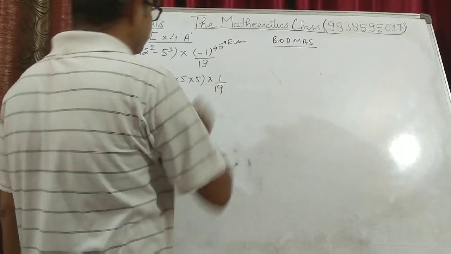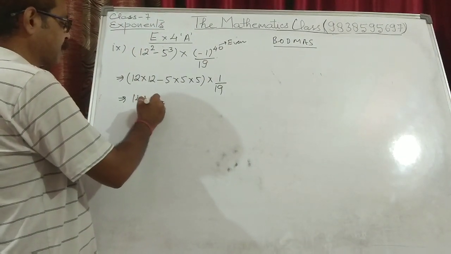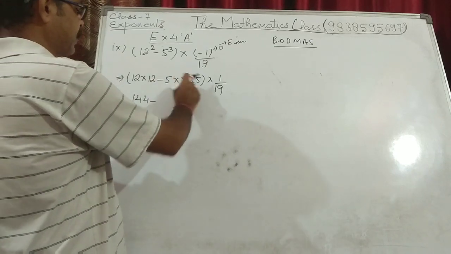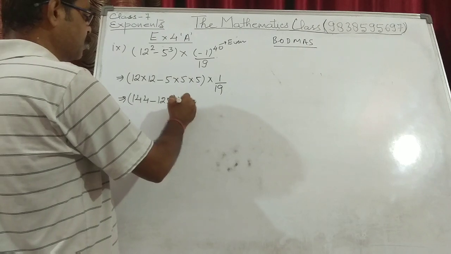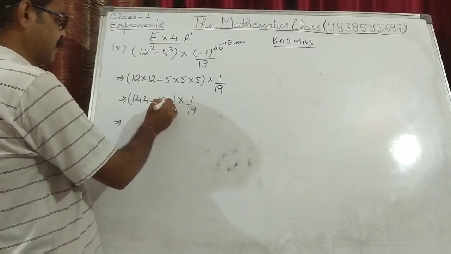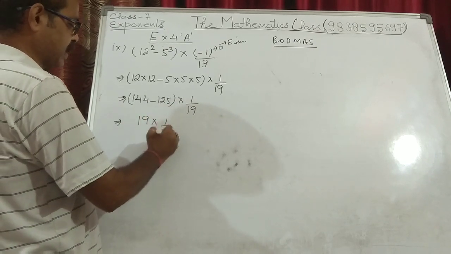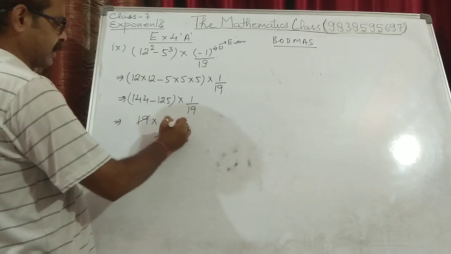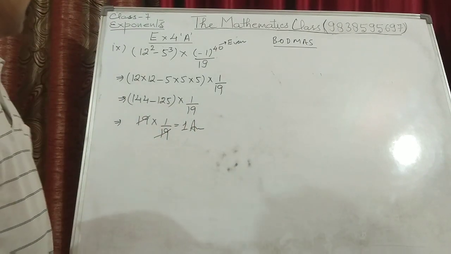upon 90. Now 12 into 12 is 144. 5 into 5 is 25, 25 into 5 is 125. Into 1 upon 19. So when you solve, this will be 9, 3 by 19 into 1 upon 19. So 19 and 19 cancel. You got the value as 1. That is the final value.